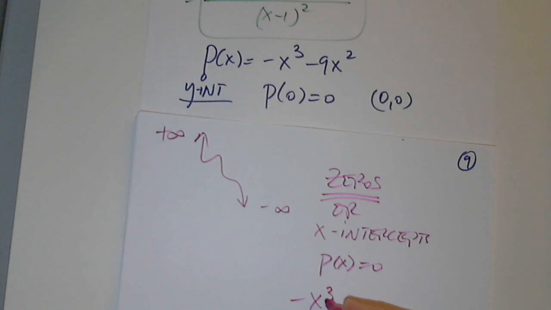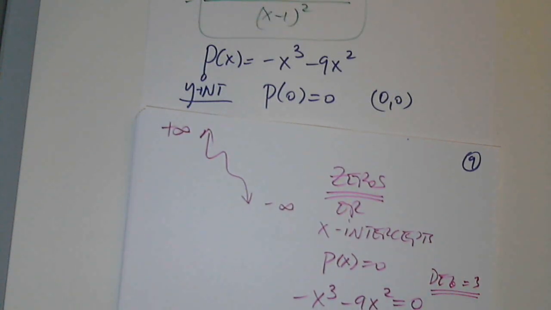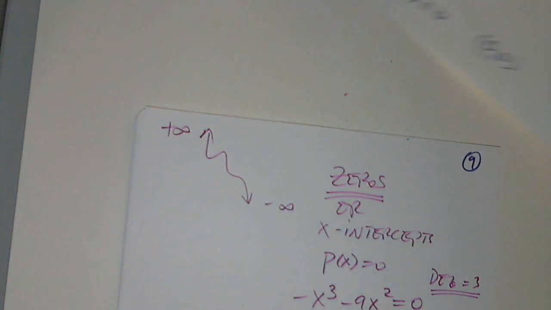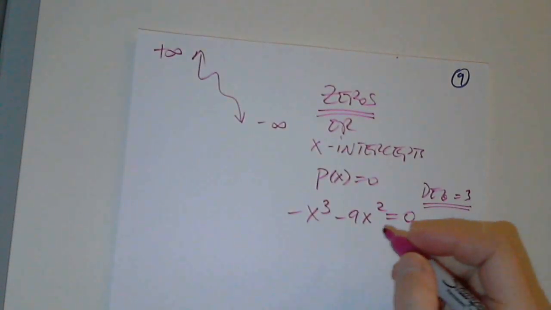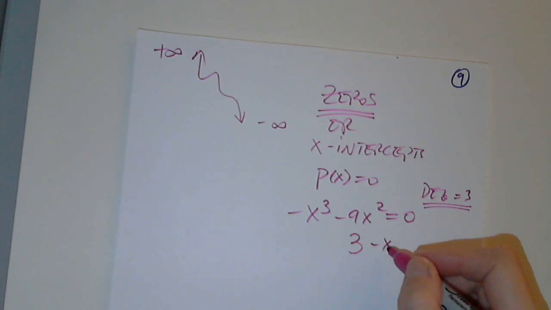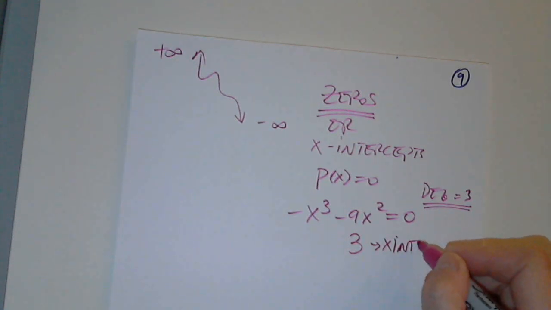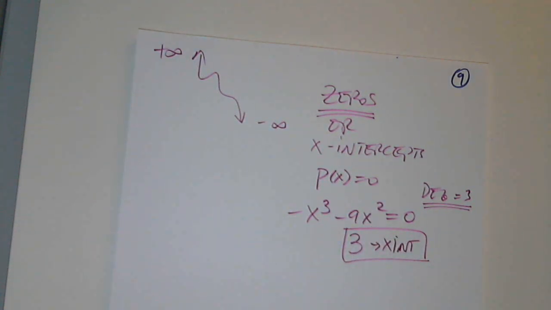So negative x cubed minus 9x squared equals 0. Again, what is the degree? How many solutions? 3. Exactly. Excellent. If the degree is 3, we have to find 3 x-intercepts. They may all be the same. 3 x-intercepts. 3.